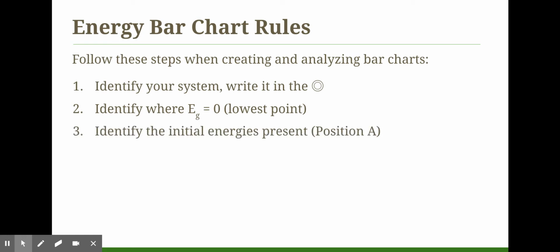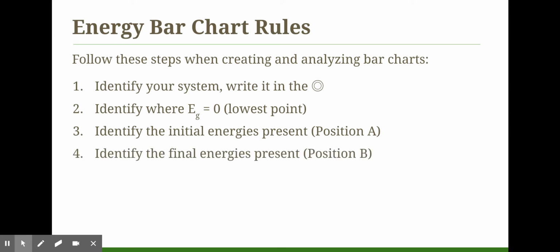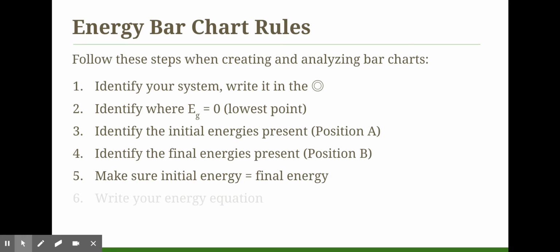Then we identify the initial energies present. The problem will either say initial or position A, something like that. These energies are going to go in the first L on the left. Then we do the same thing for the final energies. They go in the bar on the right. This will say final position or position B, something like that. We want to make sure we obey the first law of thermodynamics, so that's just initial energy equals final energy.